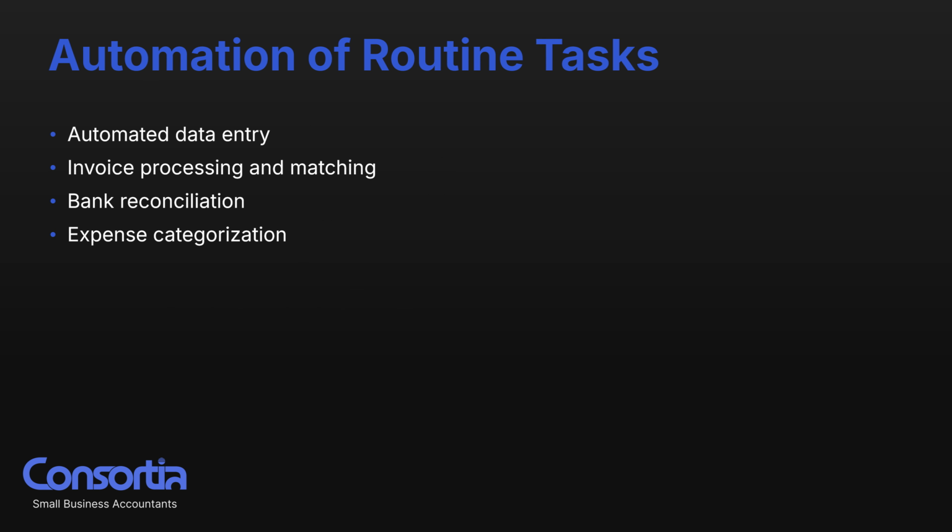So as far as automation of routine tasks, we now have automated data entry. We have invoice processing and matching. And again, if you're familiar with QuickBooks Online and how you import transactions from the bank account or the credit card account, that's exactly what you're doing. Invoice processing and matching, or categorization, again, is what QuickBooks will say. Bank reconciliation and expense categorization. Okay. So again, if you're using QuickBooks, all these things are taking place now.